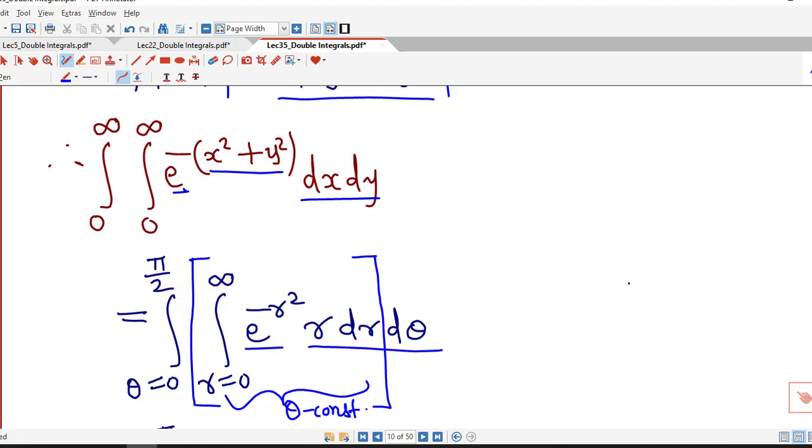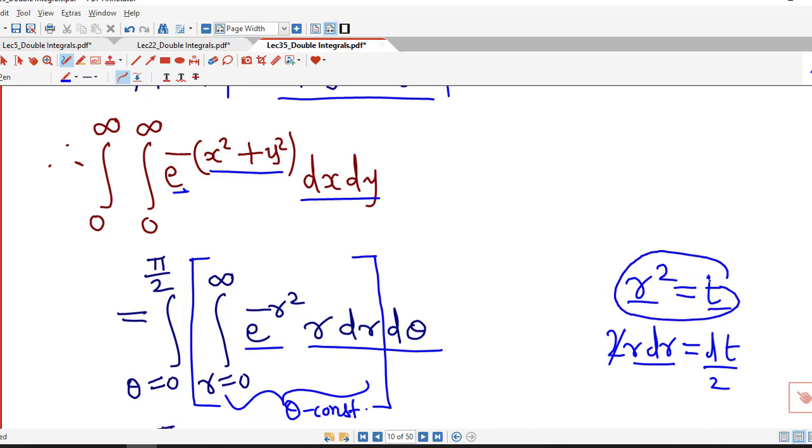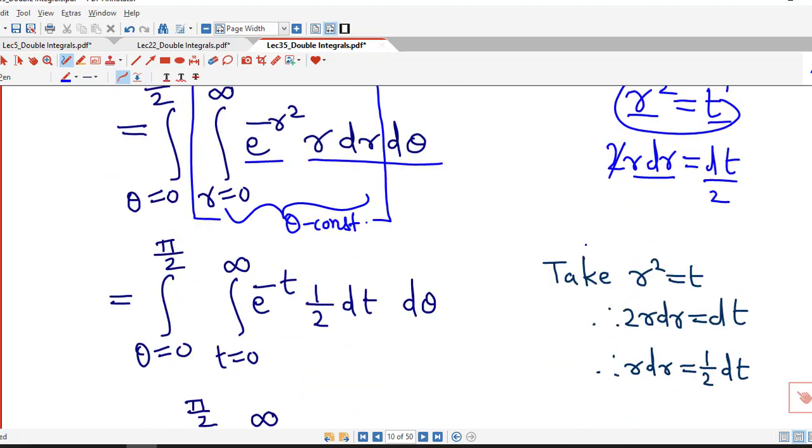Now to integrate this, we have to consider another substitution. Suppose we take r square equal to t, then 2r dr is dt. Therefore r dr is dt by 2. And when r is 0, t is 0. When r is infinity, t is infinity. So our integral reduces to e raised to minus t. We put r square equal to t and r dr is 1 by 2 dt.